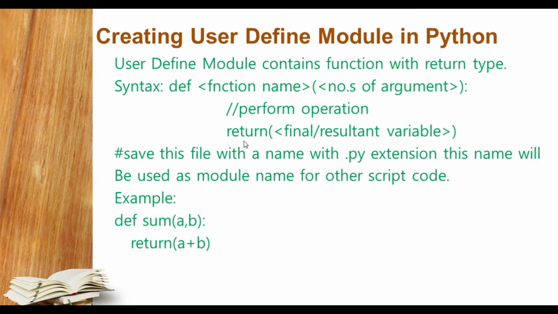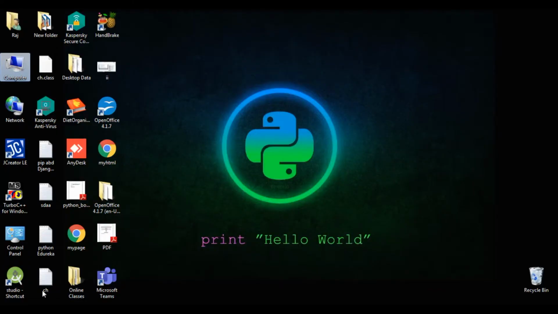At last you have to write return with the final or resultant variable, that means it returns whatever value the operation contains. Then save this file with a name with the .py extension, and this name will be used as the module name for other script code. So example: def num a comma b, return a plus b. Now, students, I am going to show you how to create a module, a user defined module.